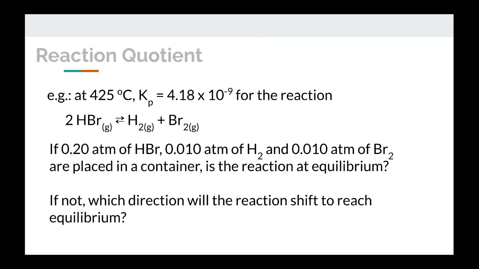Here's a non-particle picture example. We have a temperature given, a Kp is given for the reaction between a gas and two other gases. And we have partial pressures of all three of the gases. They're placed in a container. And the question is, is the reaction at equilibrium? And then the follow-up is, if it's not, what direction will the reaction shift to reach equilibrium? Let's go to a place where there's more space to work and answer this problem.